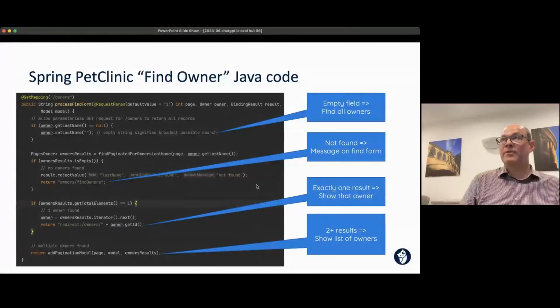So here's the Java code for that. You can see there's 4 cases that I just went through. We've got the empty field case. We've got the not found case. We have exactly one result, right, where we check for total amounts being 1, and we go to the page for that plus the owner ID. And then 2 plus owners, we show the list, right? So that's the Java code that implements what you just saw.